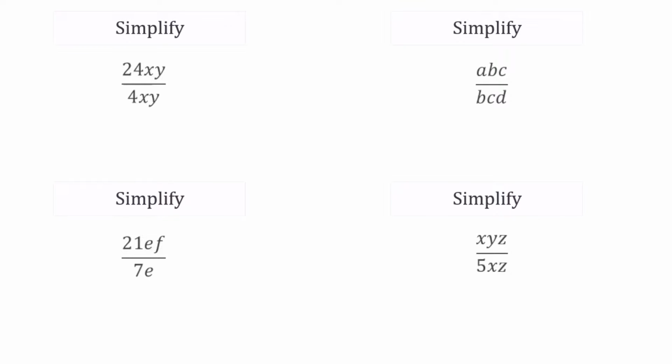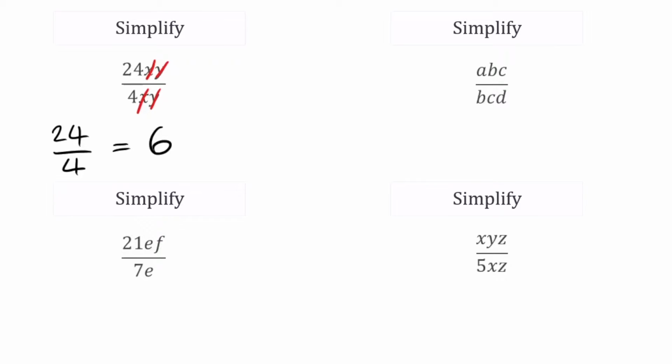For this first question, we've got 24xy divided by 4xy. So I can cancel the term of x on top with the term of x on the bottom. I've also got a term of y on top that I can cancel with the term on the bottom. So all I'm left with really is 24 divided by 4. 24 divided by 4 is 6, and that's that one fully simplified.